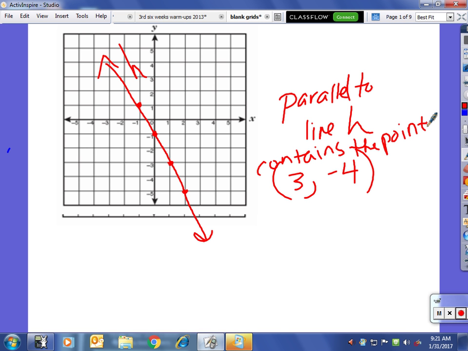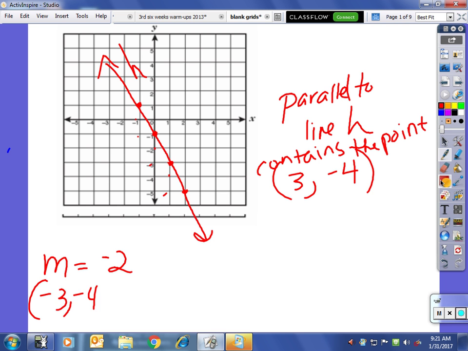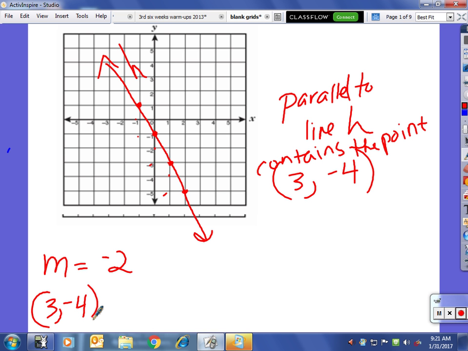But did I tell you what line H's slope was or what line H's equation was? No. I gave you a picture of it. So what is the slope of line H? Down 2 over 1, down 2 over 1. So I've got a slope of negative 2. And I told you a point that better be on your line. Positive 3, negative 4. Now you got to do the math. What are we trying to find here? What's missing? The y-intercept, because parallel lines have same slopes but different y-intercepts.